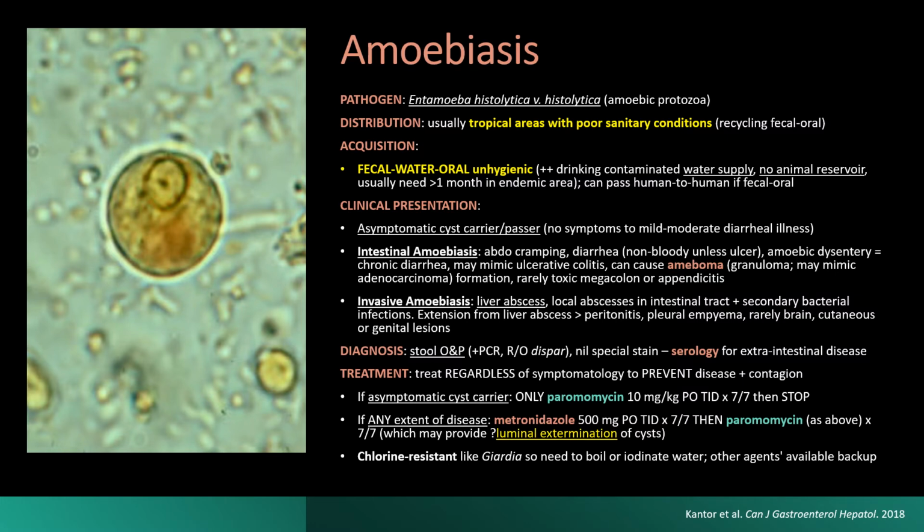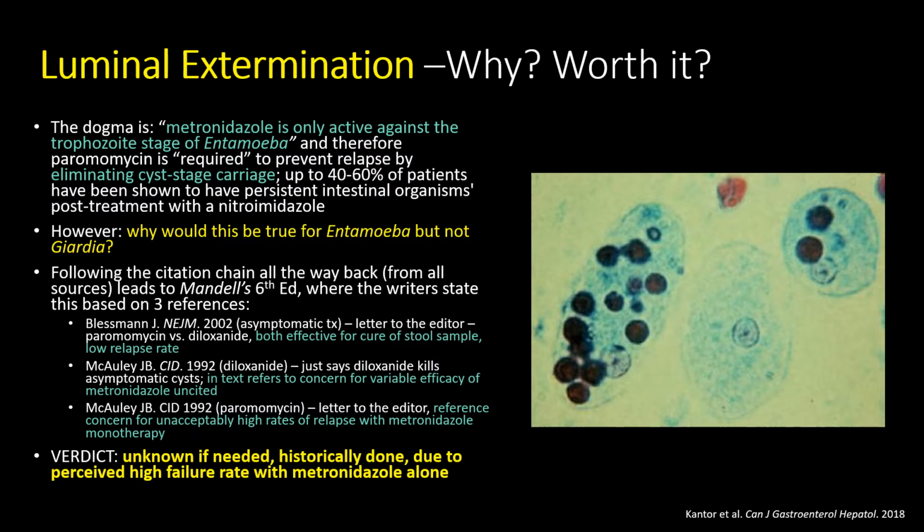Reviews on amebiasis also recommend a subsequent intraluminal cyst eradication phase with an intraluminal agent like paromomycin for 7 days, including in asymptomatic carriers. Just like Giardia, Entamoeba is resistant to chlorination, so boiling or iodinating water is the best preventative method. However, I thought this concept of intraluminal extermination of cysts was very interesting. The current dogma from reviews on amebiasis is that metronidazole is only active against trophozoite stages of Entamoeba, and therefore paromomycin is required to prevent relapse from intraluminal cyst carriage.